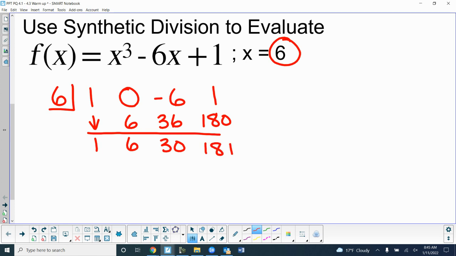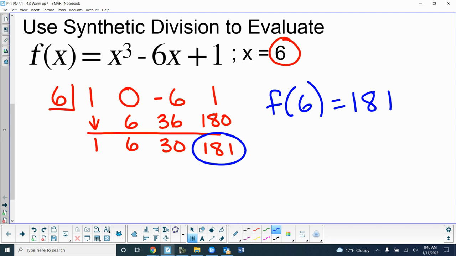All right? Now, when it says to evaluate, we're looking for a number answer. Our number answer is whatever the remainder is. So if we did f of 6, the answer is 181. If I were to put a 6 there and a 6 there and do the multiplication and simplify it, it would be 181. It's just a different way to evaluate a function.